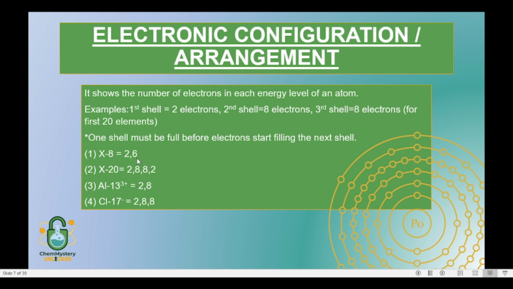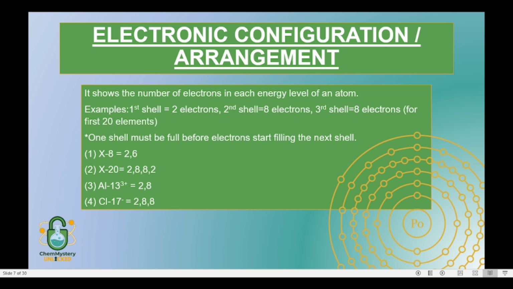Now let's move on to the second one, X20. There are 2 electrons in the first shell, 8 electrons in the second shell, and 8 electrons in the third shell. So 2 electrons remain. So they move into the fourth shell.